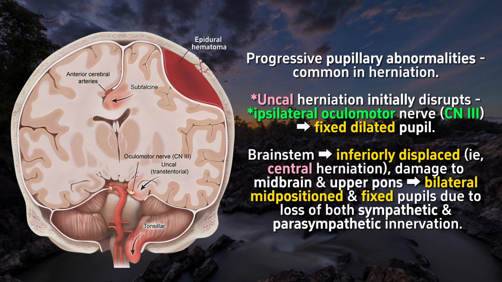Progressive pupillary abnormalities are common in herniation. Uncal herniation initially disrupts the ipsilateral oculomotor nerve, cranial nerve 3, leading to a fixed dilated pupil. However, as the brainstem becomes inferiorly displaced, that is, central herniation, damage to the midbrain and upper pons typically results in bilateral mid-positioned and fixed pupils due to loss of both sympathetic and parasympathetic innervation.